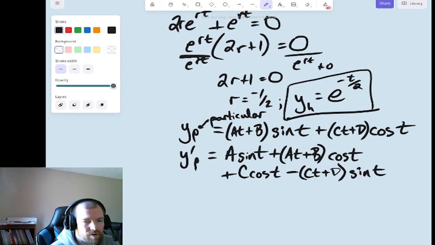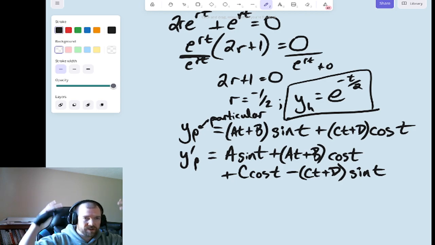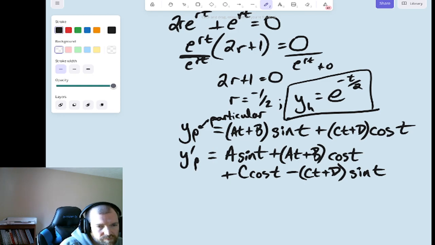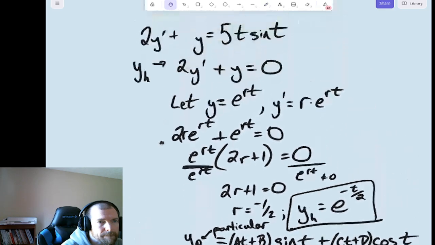So we have all of these possibilities floating around here. We don't know which one it is, but we do know that when we plug both of these things back into the original equation, we're going to get equal to 5t sine of t. Okay, so this was 2 times y prime.